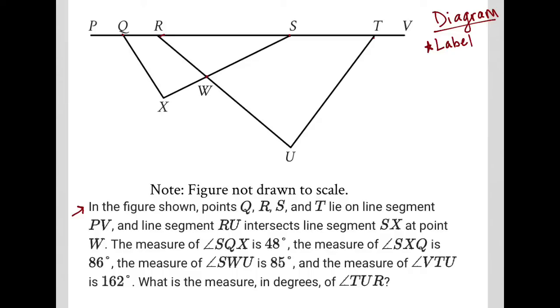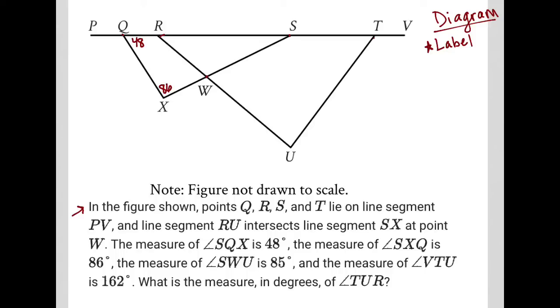The measure of angle SQX is 48 degrees. So now we can label that. SQX is 48, so that would be right here at angle Q. So I'll put a 48 right there. The measure of angle SXQ is 86. So I'll put an 86 right in there.